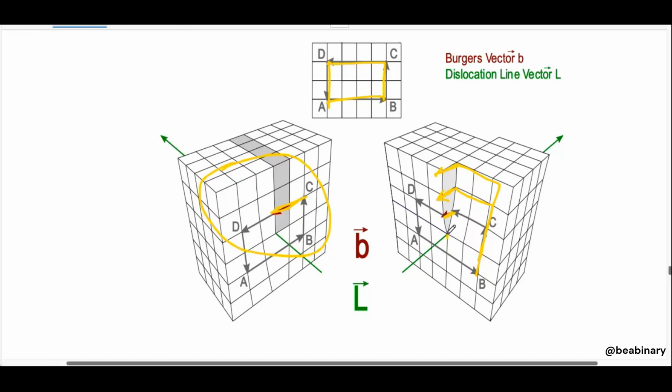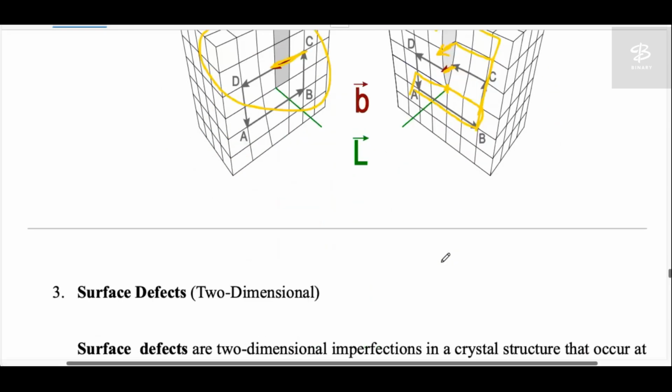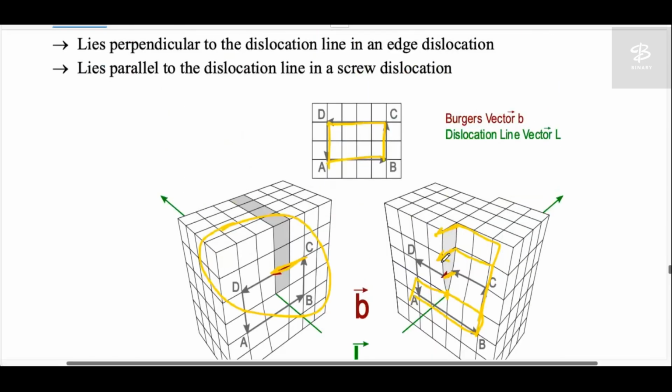And if you are at this particular point, then you have no Burgers vector. Come here from here, go here, then here, and it is following the same way as it was. So it means no Burgers vector is required. It means there is no line defect in this crystal structure. So this is how the Burgers vector defines the dislocations.